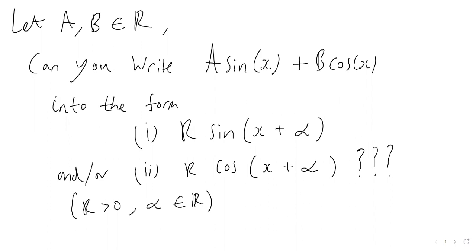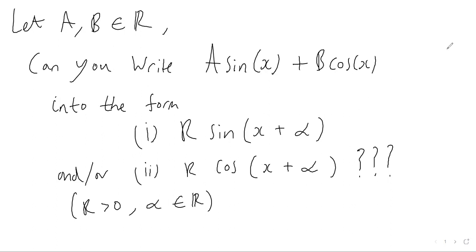In today's video, we're going to look at answering this question that I've written on the screen here. Let's say we've got two real numbers, A and B. Can we write the sum of a number times sine plus a number times cos into one of these forms: some positive number r times sine of (x plus alpha), where alpha is some other real number, or the form r times cos of (x plus alpha)?